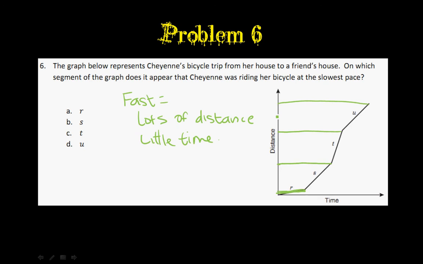okay, we notice once again that U and T have a lot of distance. S has a little bit less, but R has this little itty bitty there. So R definitely has the least amount of distance. If we look at time, you can see here that R definitely has the most time. It's longer than all of the other ones. And so that means that R would be the slowest pace. It's the least amount of distance and the most amount of time.